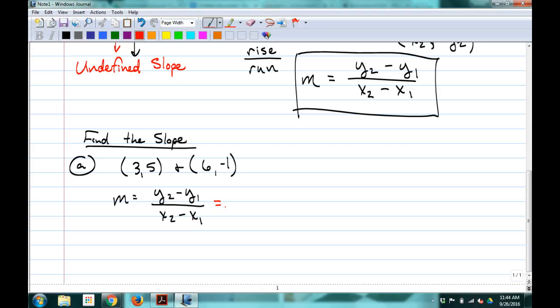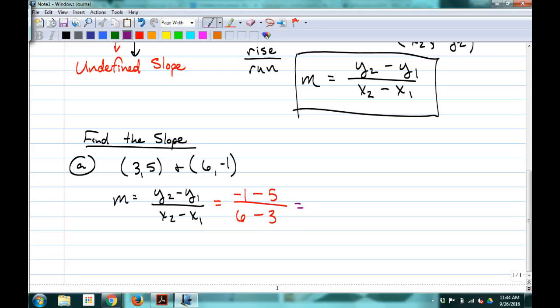5 or -1? -1, it's fine. We'll start with it. So -1, and then it's always a minus, and then the other Y value. So -1 minus 5 on top. Since I started with -1 as the Y value, what X value do I have to start with? 6, the one that goes with it. So it'd be 6 minus 3 on the bottom. And then we just work that out.